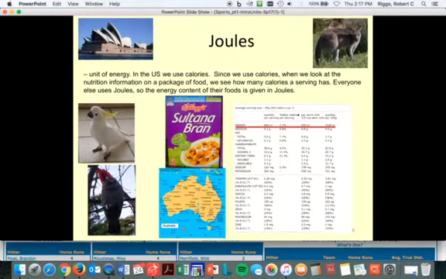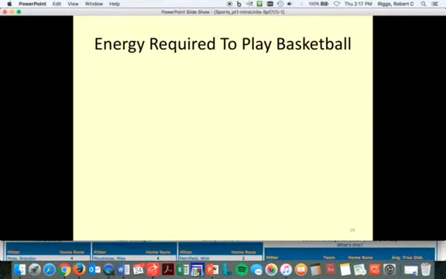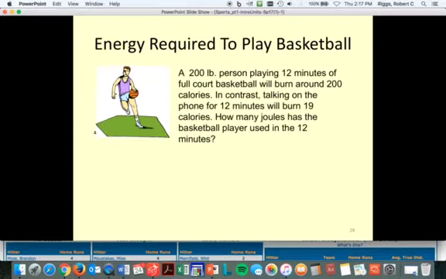Now let's talk about energy. You're probably more used to calories for energy, but actually what we use in physics is joules. And the energy required to play basketball: one 200-pound person playing 12 minutes of full-court basketball will burn around 200 calories. In contrast, talking on the phone for 12 minutes will burn 19 calories. How many joules has the first ball player used in 12 minutes?